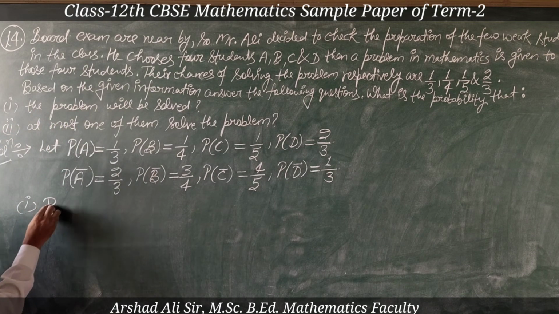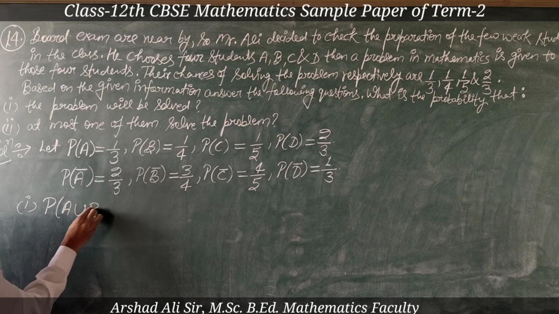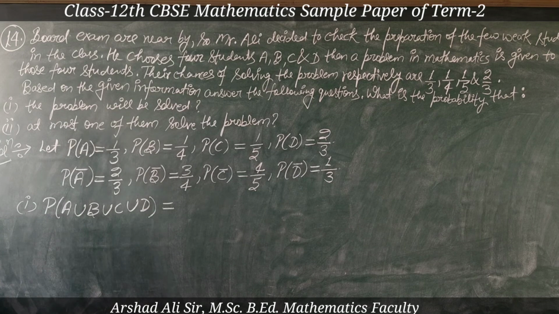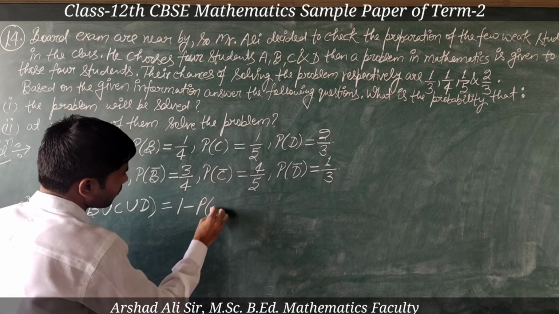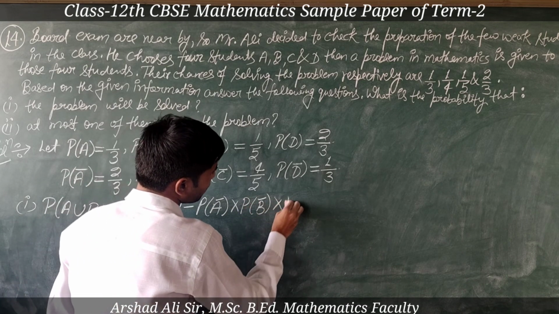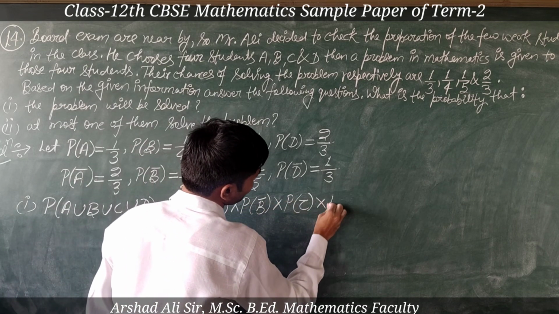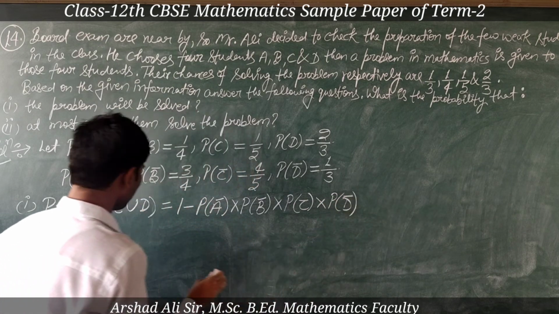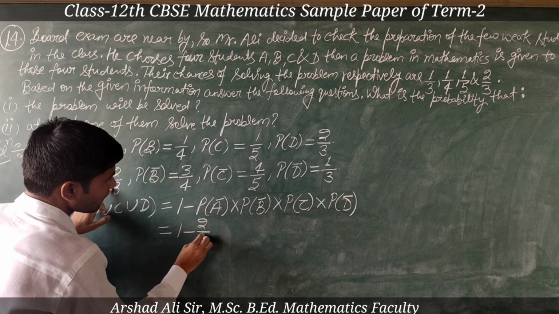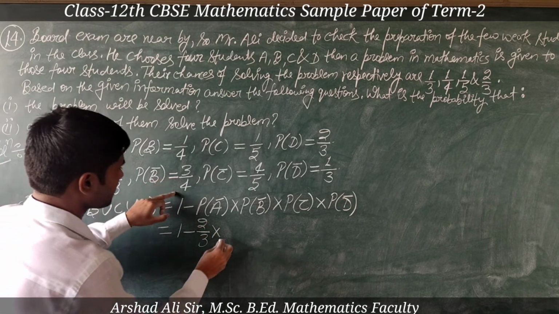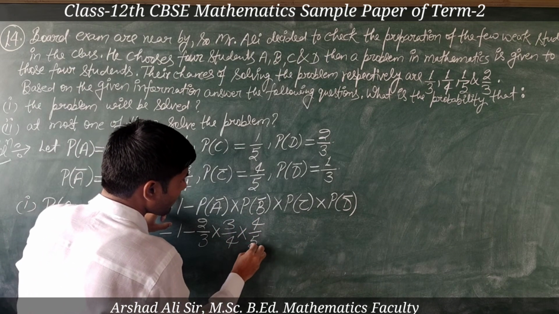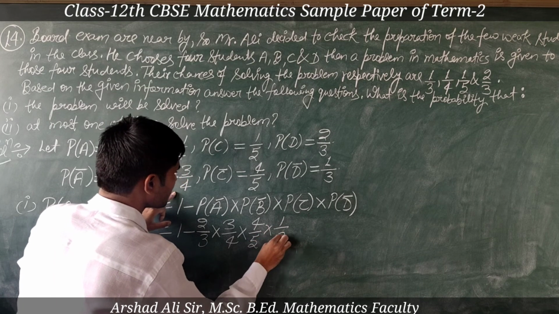It means probability of A union B union C union D. Okay, it means we can find 1 minus probability of A bar multiply probability of B bar multiply probability of C bar multiply probability of D bar. Okay, now we can put the values. 1 minus P(A bar) 2 upon 3 multiply 3 upon 4 multiply 4 upon 5 multiply 1 upon 3.